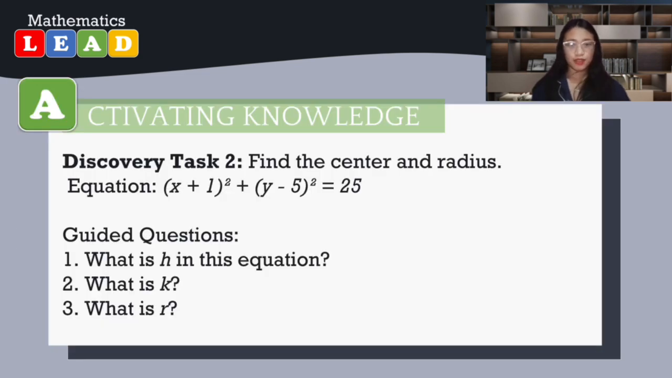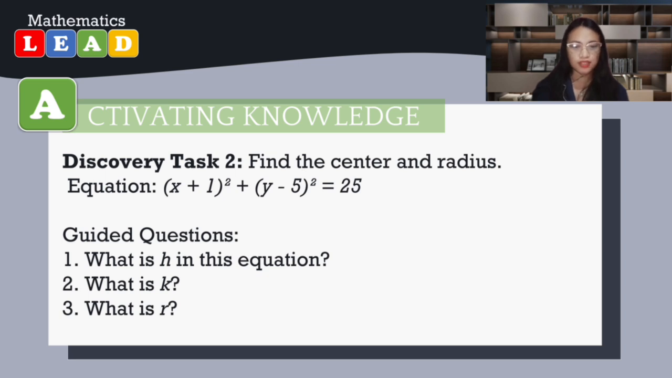For our task 2, find the center and the radius of this equation: (x + 1)^2 + (y - 5)^2 = 25. What is h in this equation? What is k? And what is r?